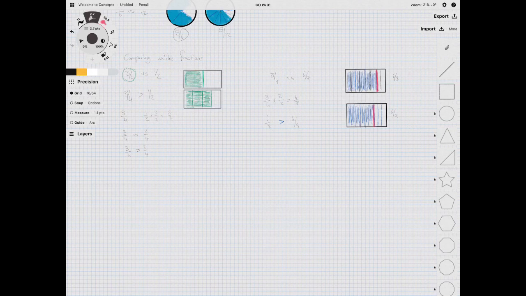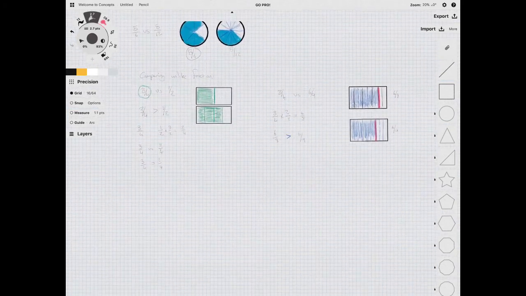The rule here is that you want to make sure that you find an equivalent fraction for one of the fractions that makes it so that both fractions have either the same numerator or the same denominator. And that's why it's a little bit more tricky: you have to find an equivalent fraction so that you have the same numerator or denominator.